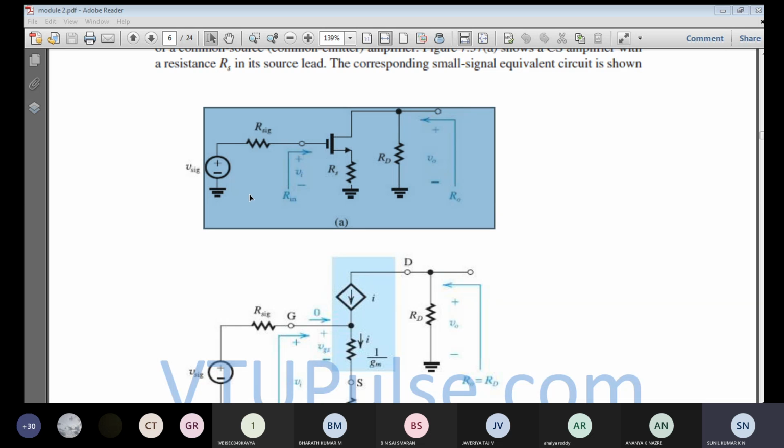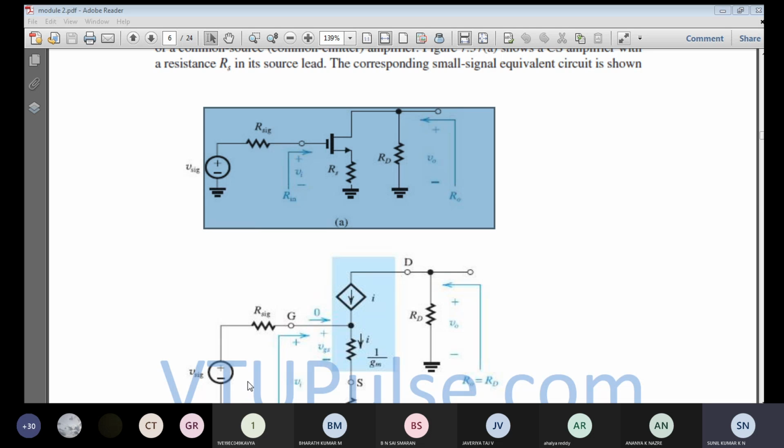The current ID which was flowing remains the same across the T equivalent model also. Whatever the gate current is, that is 0, and the same thing here, it is 0. The current ID is gm into VGS, the same thing. We have not interrupted or added anything. Just a modification of this small signal model has been obtained as a new model, which is nothing but a T equivalent circuit model.